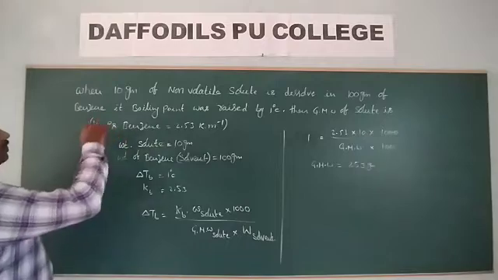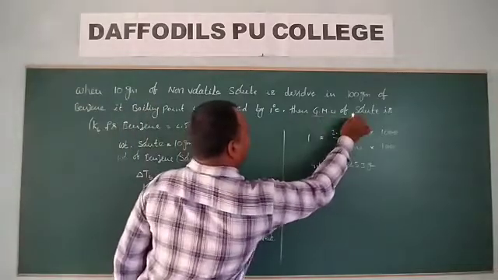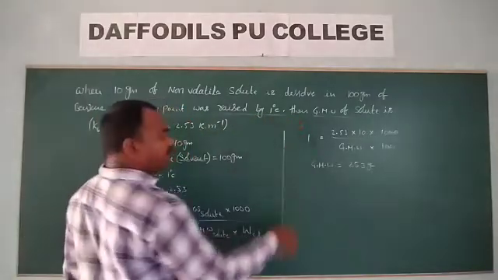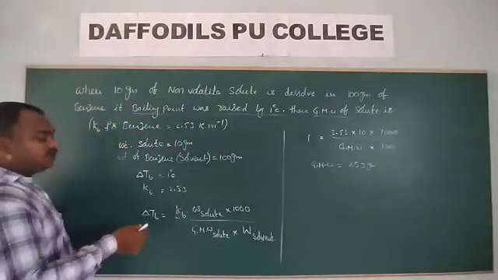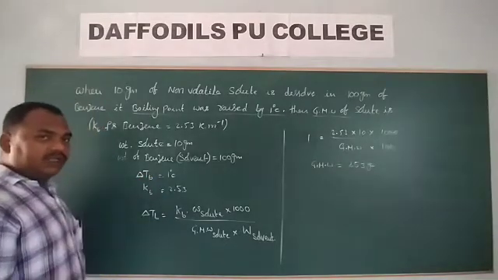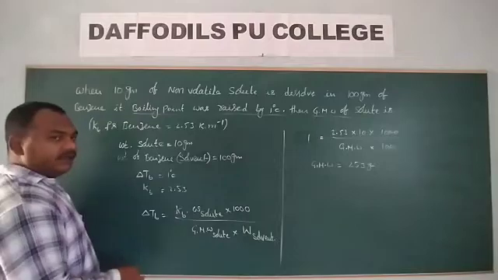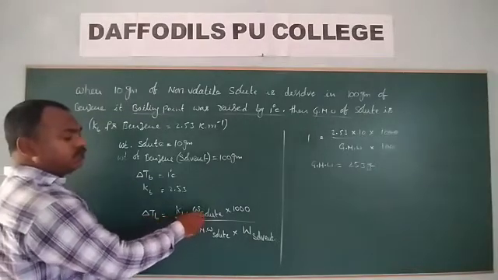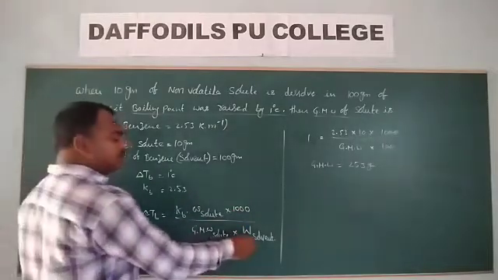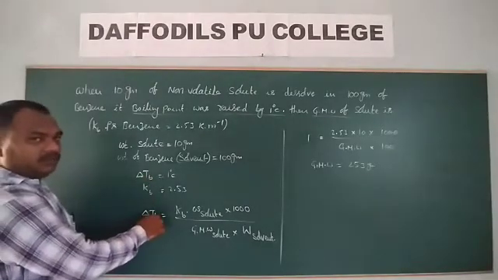So look at the formula. They are asking to find out the molecular weight of solute. They given the rising boiling point. Rising boiling point is denoted by delta Tb. That means elevation in boiling point. So what is the formula for elevation in boiling point? Delta Tb is equal to Kb into weight of the solute into 1000 by gram molecular weight of the solute into weight of the solvent. This is the formula for elevation in boiling point.